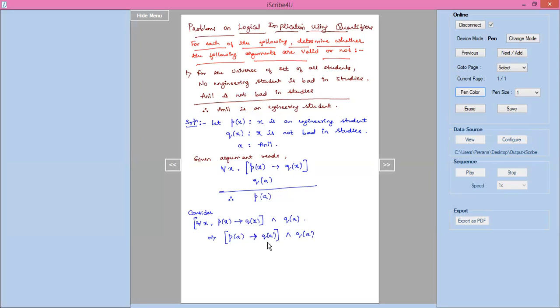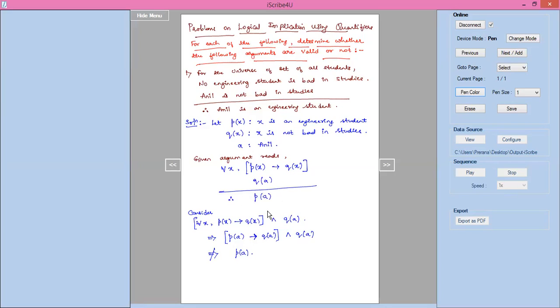Now, does this imply P of a? No, it does not imply P of a. Why does it not imply P of a? It is not given to us by applying any of the rules of inference that we learned. Modus Ponens rule says that P conditional Q and P implies Q. Whereas if we have P conditional Q and Q, it does not imply P. So we cannot apply Modus Ponens to get the required thing. So we are not able to arrive at P of A.